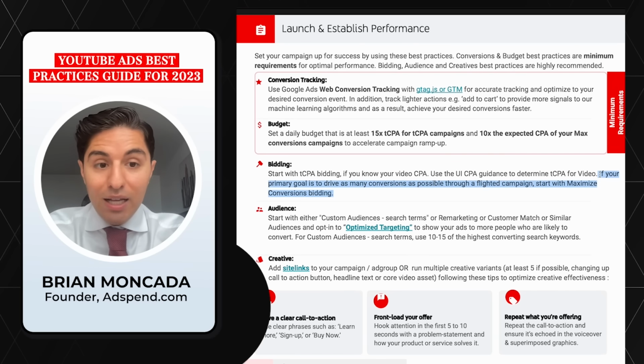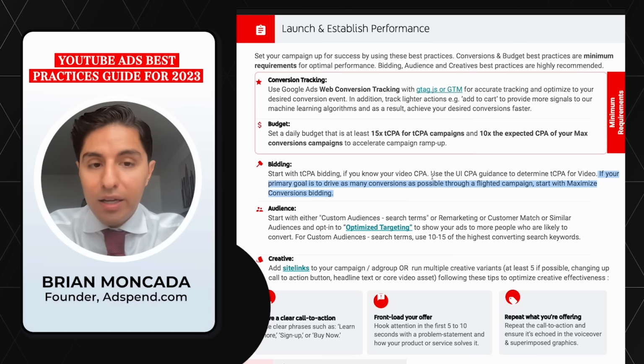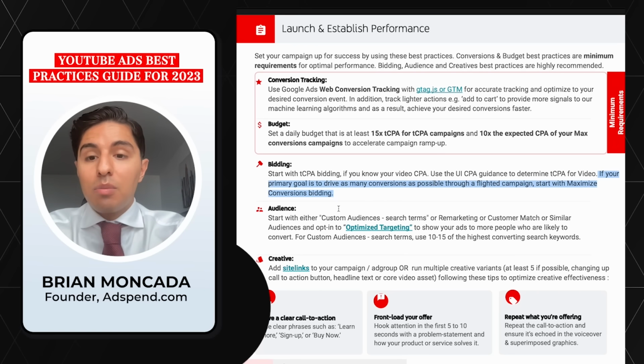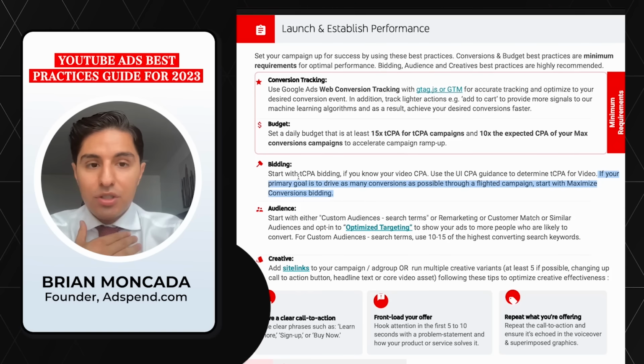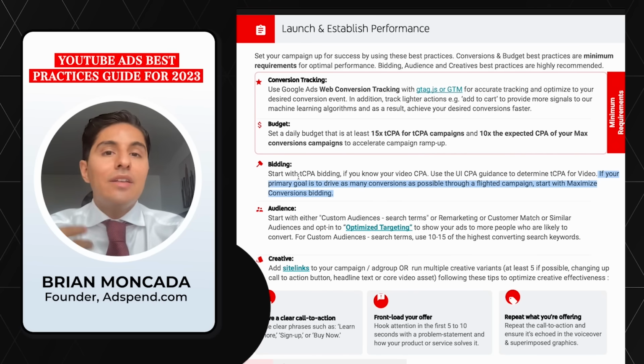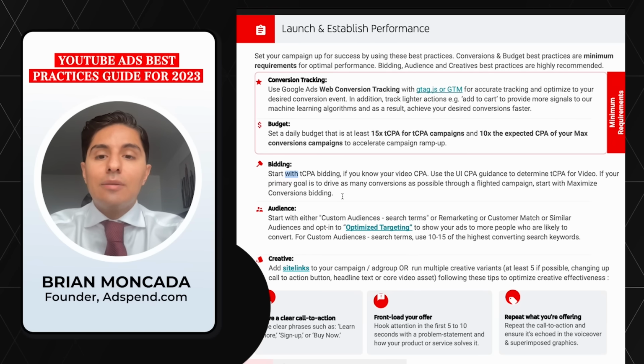And here it says, if your primary goal is to drive as many conversions as possible through a flighted campaign, I don't know what a flighted campaign is, start with maximize conversions bidding. So use your best judgment here. We use maximize conversions to start, then we switch to target CPA. This makes more sense for us. You can use your best judgment for the best practices here, but that's my recommendation.